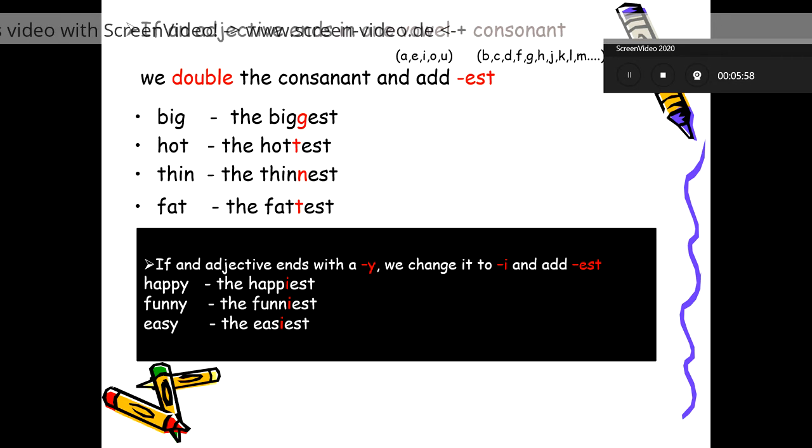Vowel A, consonant T, short adjective. We will double the last consonant, then add EST. It will be the fattest. If the adjective ends with Y, before Y consonant, Y will say goodbye, and then bring the I, add EST. Happy will be the happiest. Funny, the funniest. Easy, the easiest.